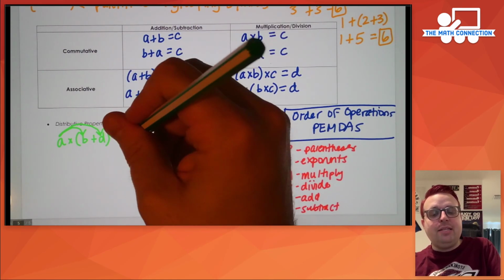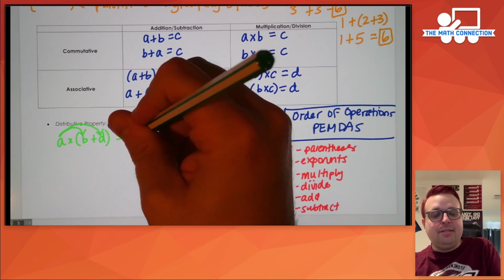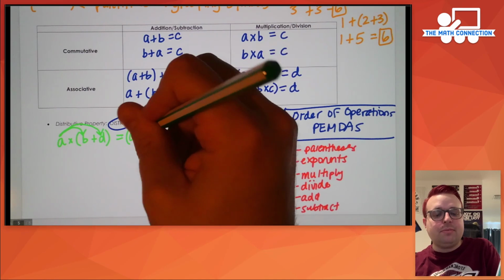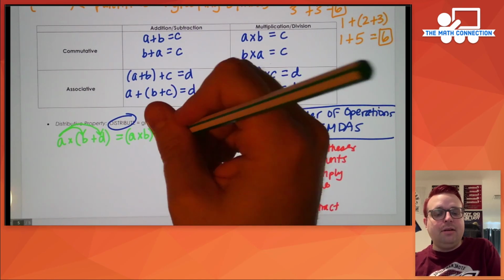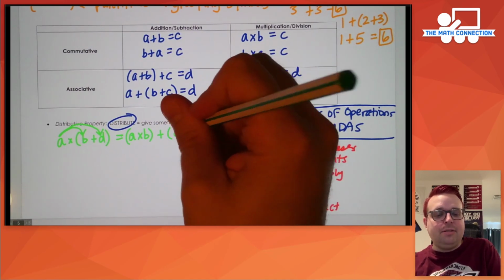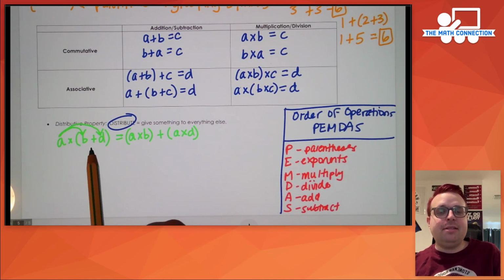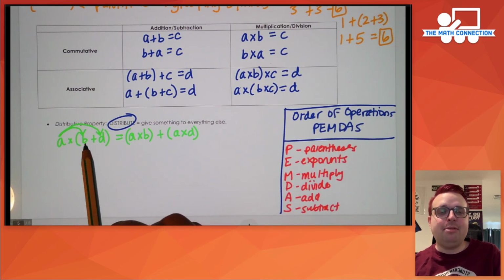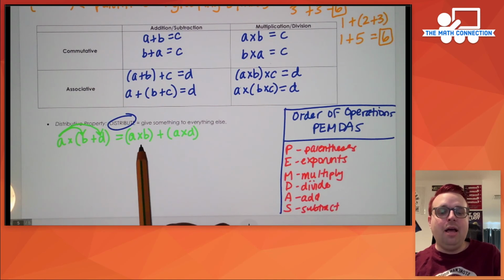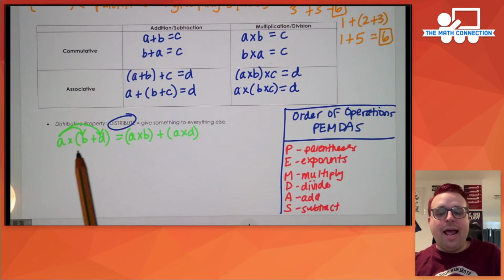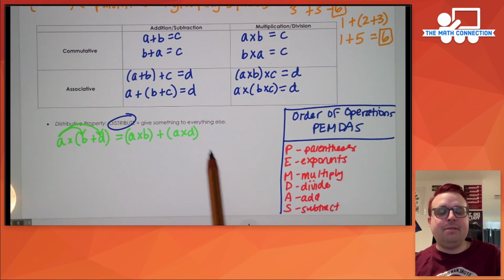And so what you end up with is A times B plus A times D, because you had a plus symbol in here. So you multiply A times B, that's here, and this addition remains, and then you do A times D, that's A times D right here.